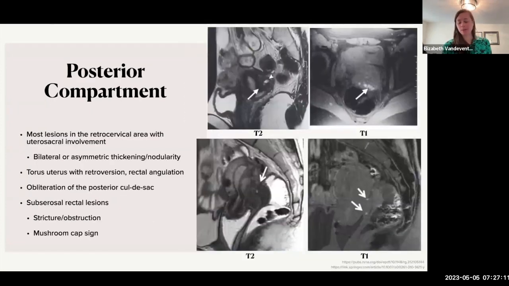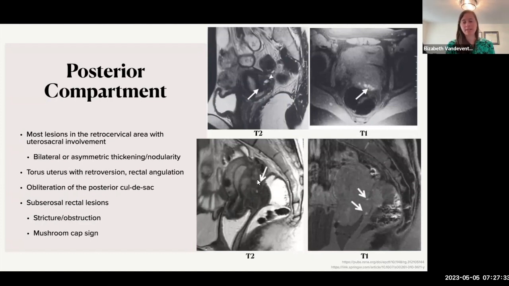Posterior compartment is where we spend most of our time when we're looking at it on MRI. This is commonly the most popularly involved location and is where we look for our key features. So the first thing we want to look at is the torus uterinus, like I mentioned. So here is a nice example. We can see that this is the uterus, the body of the endometrial canal right there, and this uterus is slightly retroflexed.